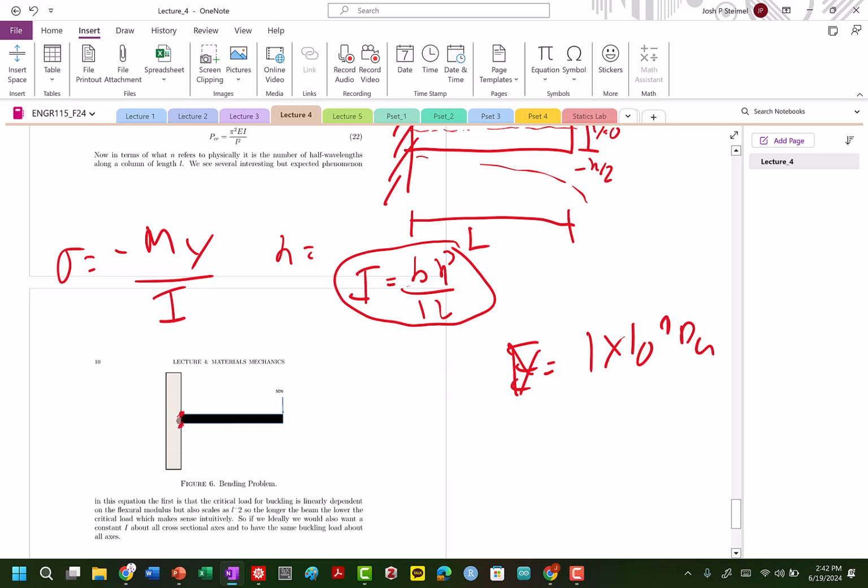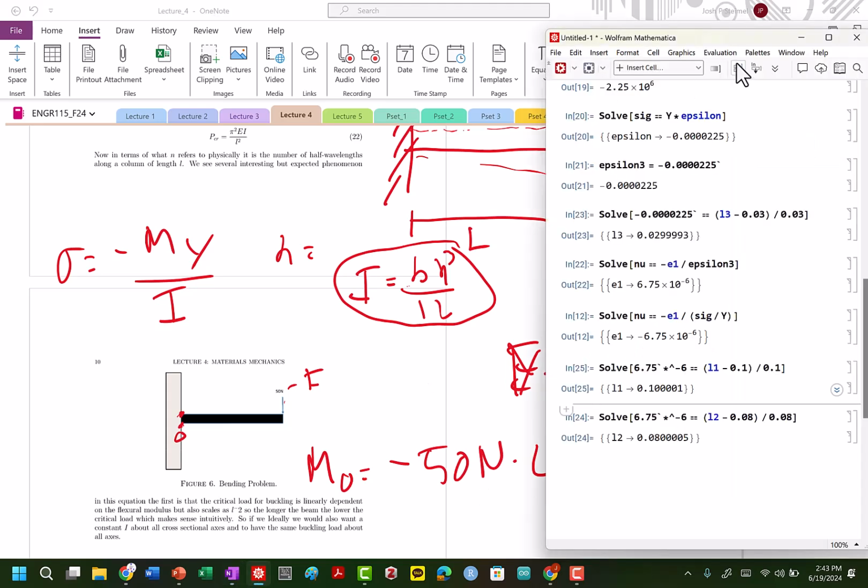So if we're right here, what is our moment? Well, we have to look at what our forces are. We only have a force that's applied over here. So the moment at this origin is going to be equal to what? Minus our force, which we'll call minus 50 newtons, times what? The length of the beam. So we have our moment, we have y and I, so let's go ahead and calculate this.